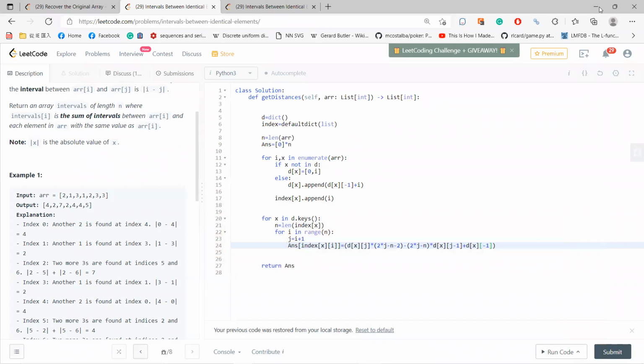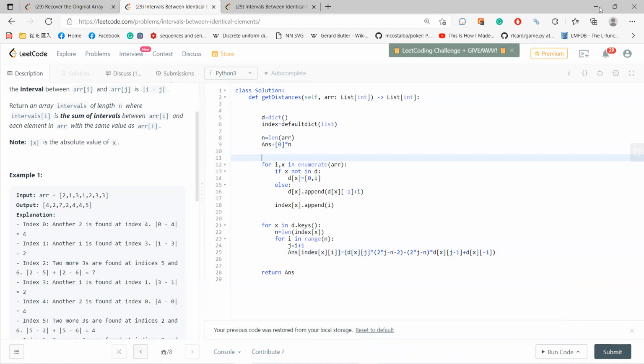So let's say D is a pre-sum, and for i in X enumerates, if X is not in D, which means that number is new, I initialize a pre-sum. Usually in the pre-sum we put 0 here, and then we just append D[x][-1] plus i. So now D is a pre-sum, and I use an indices dictionary to remember. Okay, then now we go through these D keys.